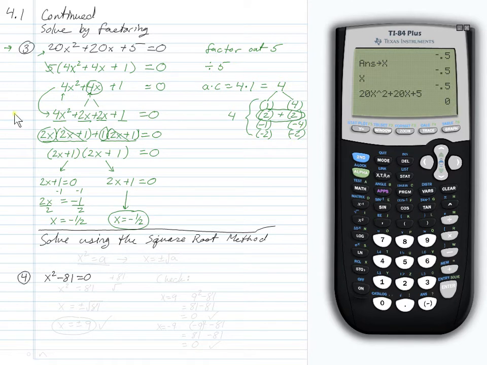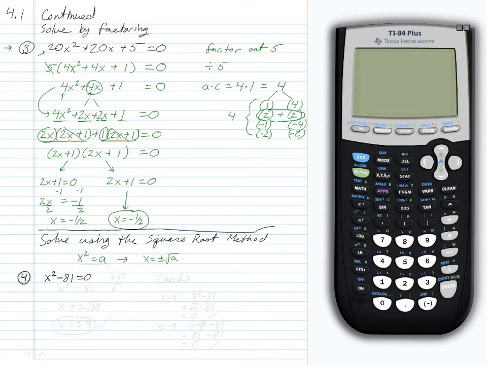Now the next technique for solving quadratic equations is called the square root method. And this relies on the idea of the square root property. Now that says that if we have something of the form x squared equals a number, then either x equals the positive or negative square root of that number. So let's see a couple of equations that we can solve in that way.